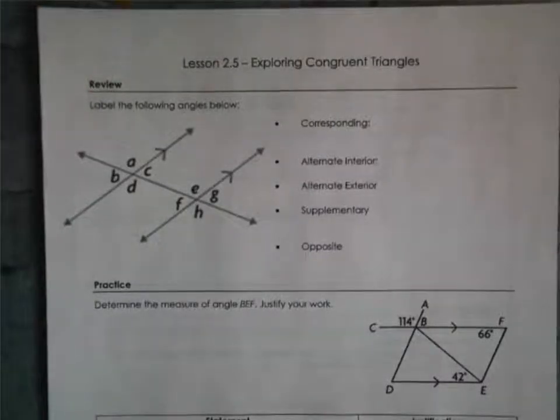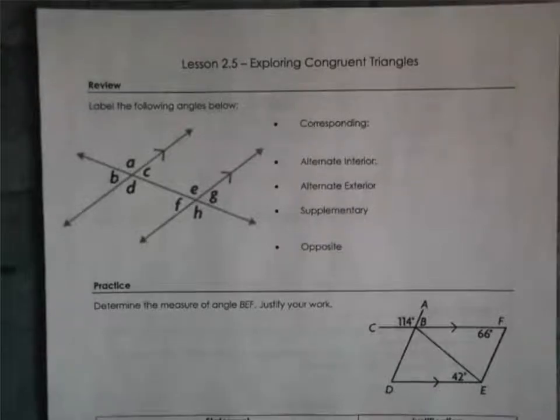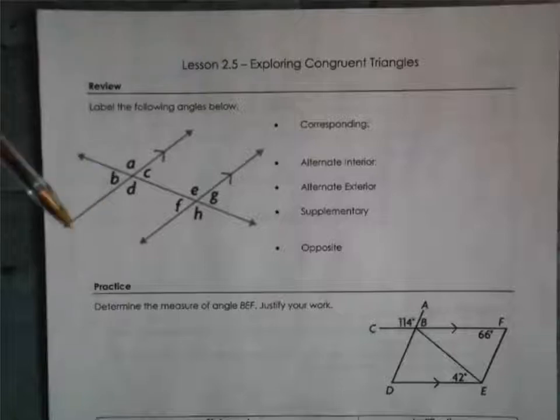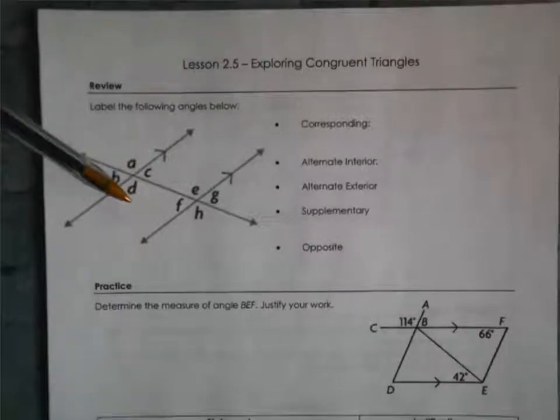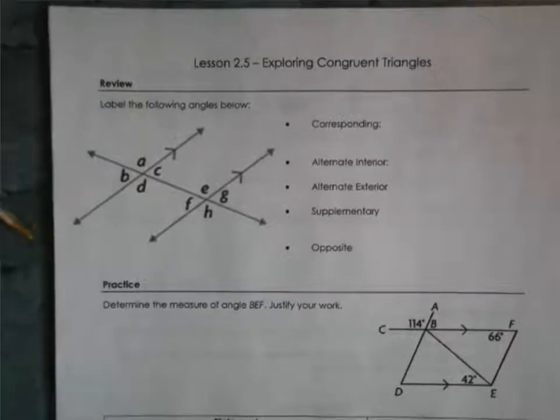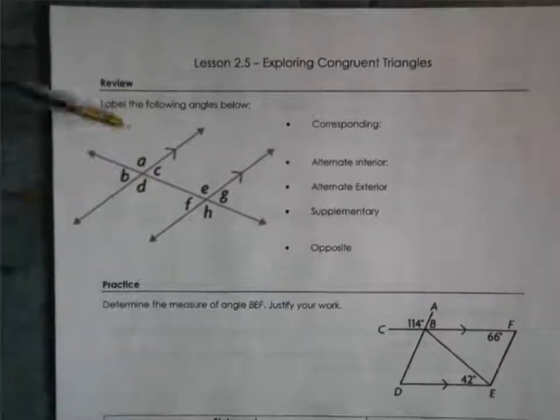So today we're going to be moving on from polygons, which we looked at in lesson 2.4, and getting back to some information about triangles. Specifically, we're going to be looking at congruent triangles, and this will be what we'll look at for the next two sections, so 2.5 as well as 2.6. But just to start out, let's do a quick little bit of review and practice from what we've already done leading up to now.